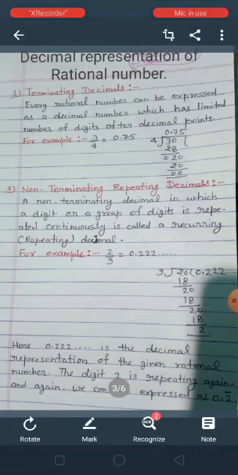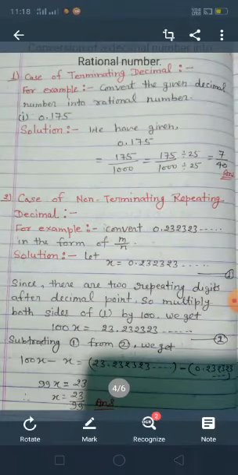Here 0.222 is the decimal representation of the given rational number. The digit 2 is repeating again and again. We can express it as 0.2 bar. Bar denotes that 2 is repeated several times.